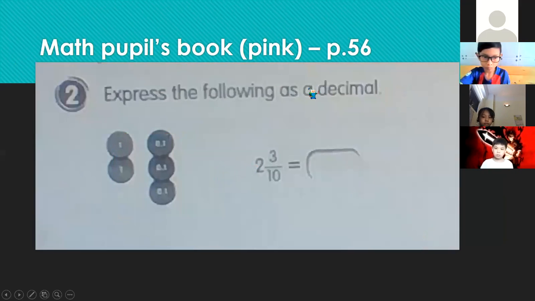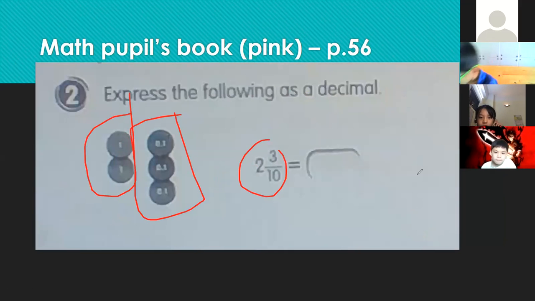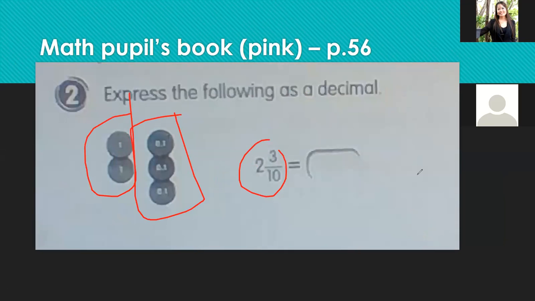Number two, express the following as a decimal. Okay, here I have two whole pizzas and then I've got an extra 3/10 here. Holland, can you read 2 3/10 as a decimal, please? Two point three sounds good. All right. Once again, we say this 2.3. Anytime you see this decimal point here, you just say point.